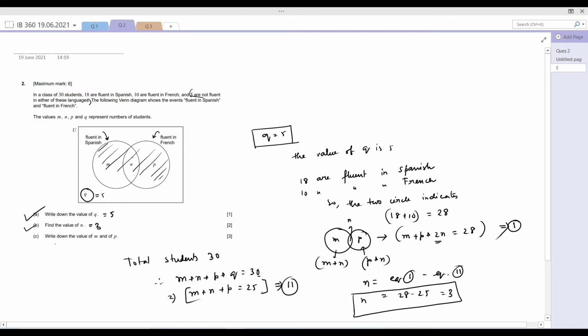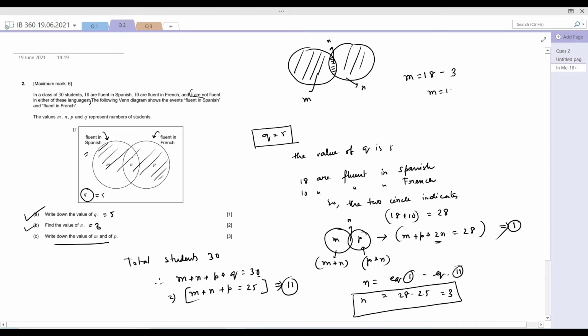Now we have to find the value of M and P. This is the M circle, this is the N circle, and this is n. The number fluent in Spanish is 18, so M equals 18 minus the common area, and the value of n is 3. So M equals 15. Similarly P equals 10 minus the common, so P equals 7.